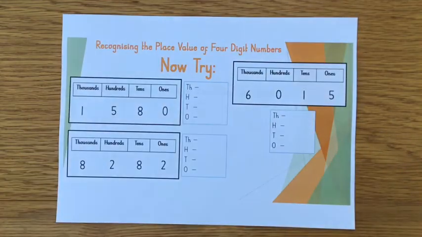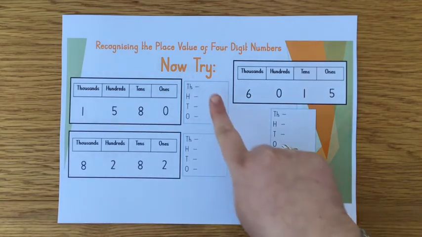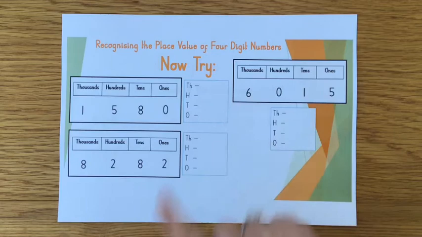Okay, I wonder if you can try having a look at these 3 numbers and writing down what the place value of each number is. You may want to pause the video now and have a go. Let's see what you got then.